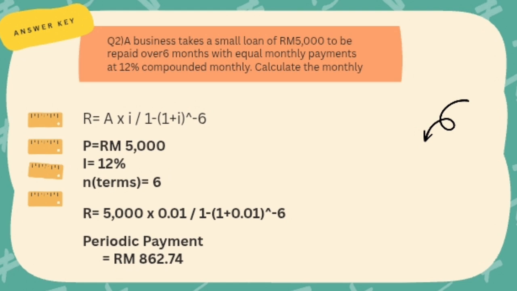In conclusion, the business must pay 862 ringgit and 74 cents every month for 6 months to fully repay the 5,000 ringgit loan with interest. That's how I get the answer step by step in a clear and simple way.